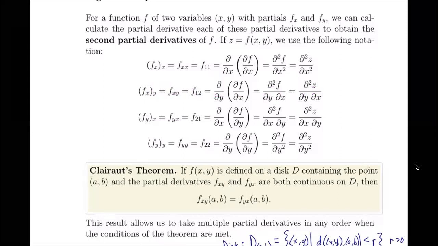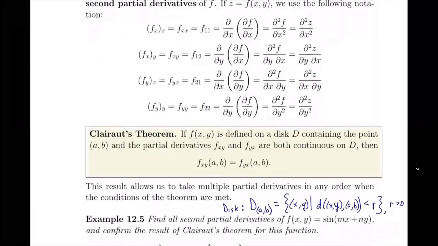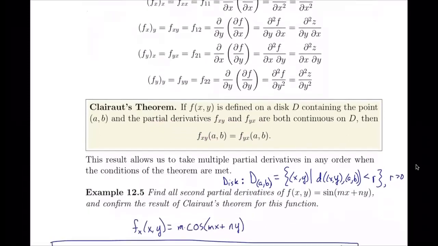Now, Clairaut's theorem states that if f of x, y is defined on a disk D containing the point (a, b), and the partial derivatives f_xy and f_yx are both continuous on D, then f_xy at (a, b) is equal to f_yx at (a, b). In other words, we can swap the order of these partial derivatives if those second partial derivative functions are continuous at that point. Of course, this extends to general functions of x and y, not just (a, b), if those second partials are continuous everywhere.